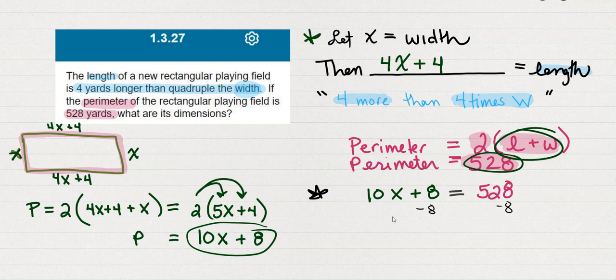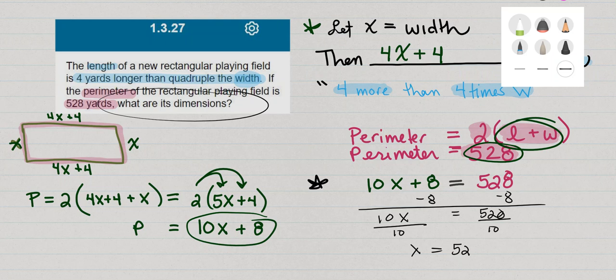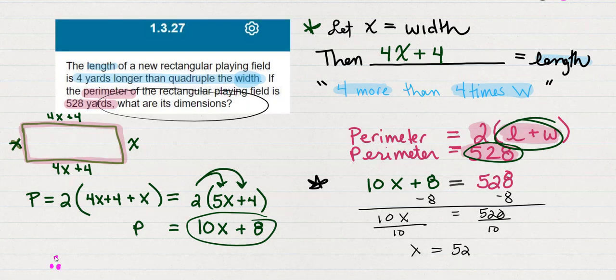I'm going to subtract 8 from both sides, and that leaves us 10x equal to 520. Divide both sides by 10, and that gives me x equal to 52. I've not answered the question yet because the question didn't say what is x. The question said what are the dimensions. So I'm going to finish this problem by answering the question. As I answer, I'm going to say therefore, using this little math symbol instead of writing the word out.